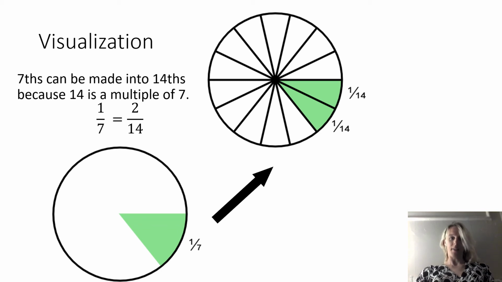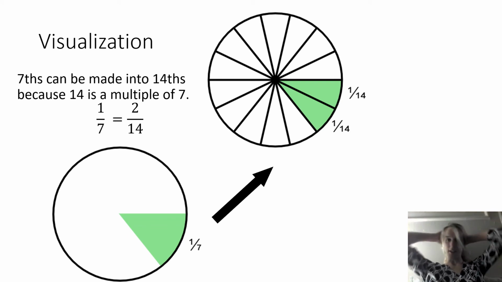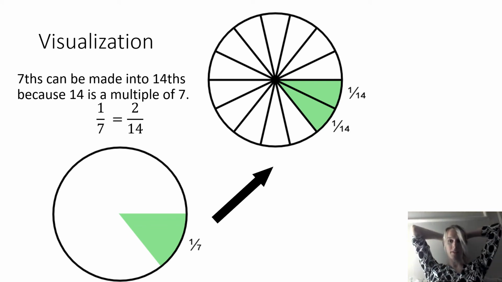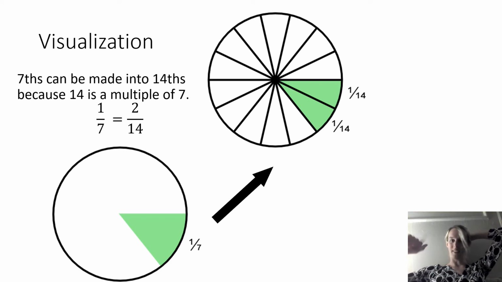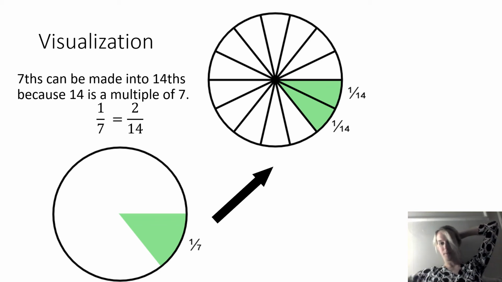A 7th can be turned into 14ths because 14 is a multiple of 7. So here's a 7th, and here's a pizza cut up into 14 slices. You cut up your pizza into 14 slices, a 7th is 2 slices. In other words, a 7th is a whole number of 14ths because 14 is a multiple of 7. Think of that multiplicity relation in your head: if one is a multiple of the other, then a fraction can be written in terms of the other.